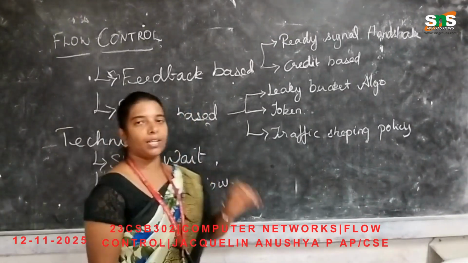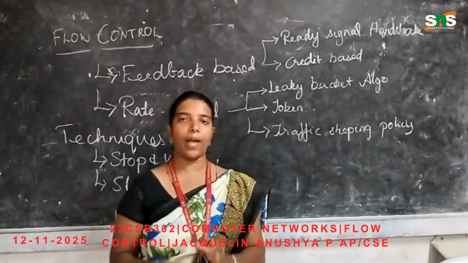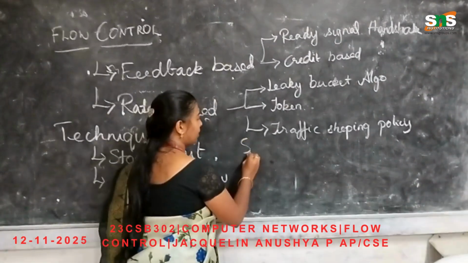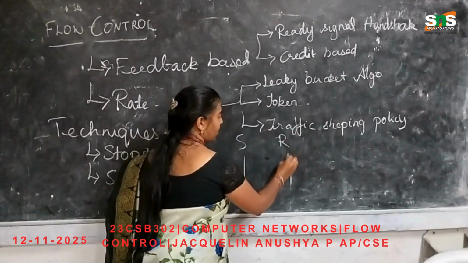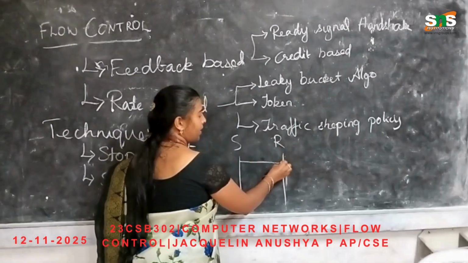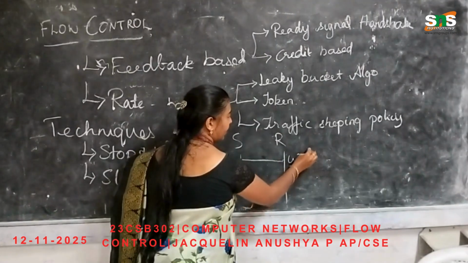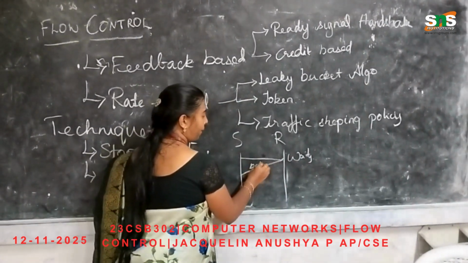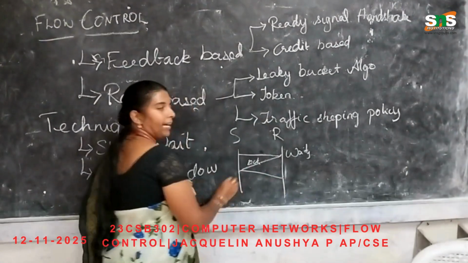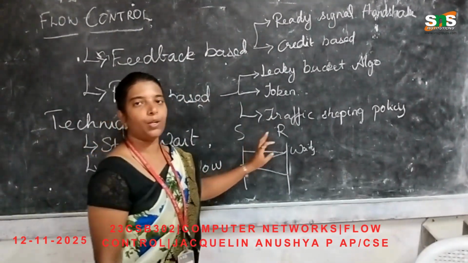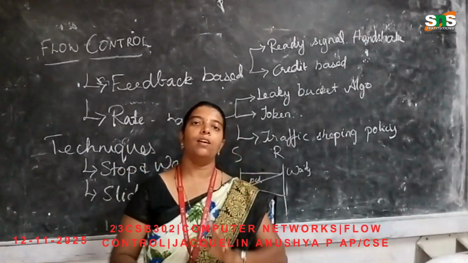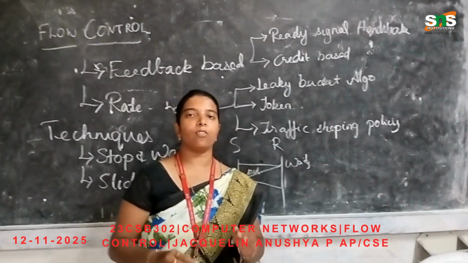In feedback based flow control, when the sender sends a message from one end to another end, it waits, and then it gets an acknowledgement. After the acknowledgement, it again sends the next data packet from one end to another end. So this is feedback based flow control, where it waits and acknowledges.